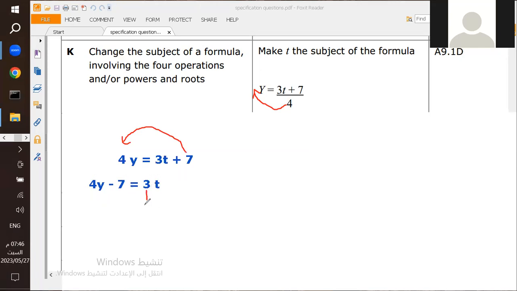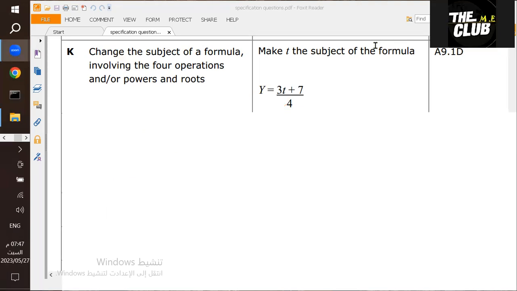Divide by 3. That's it. I mean the opposite, of course. That's it. Easy. That's the idea of making any letter or variable the subject. And now we have to focus on the steps, okay? Let's move on.